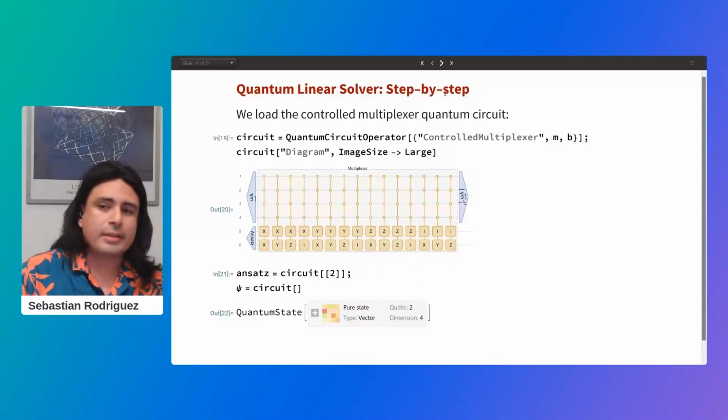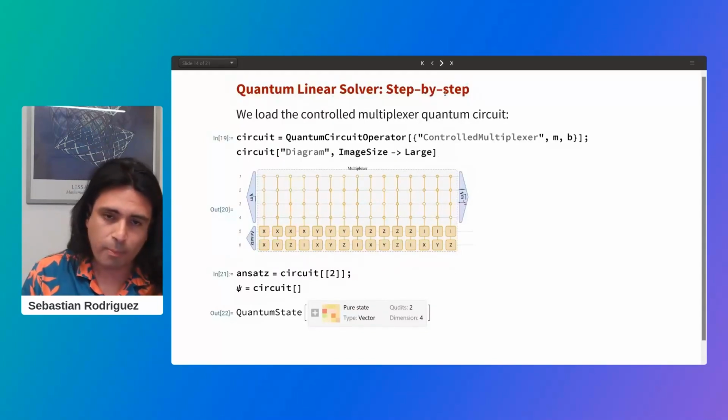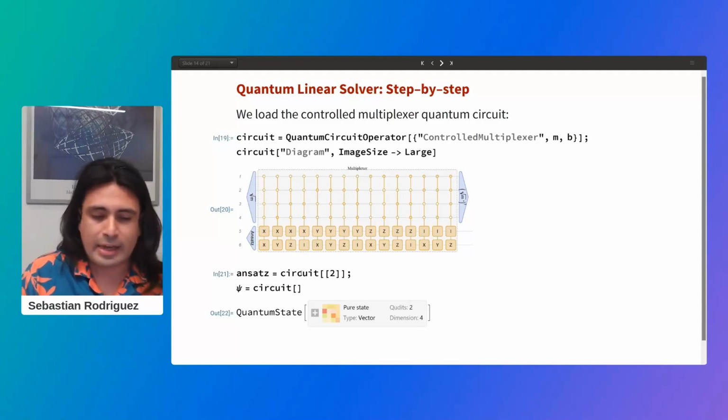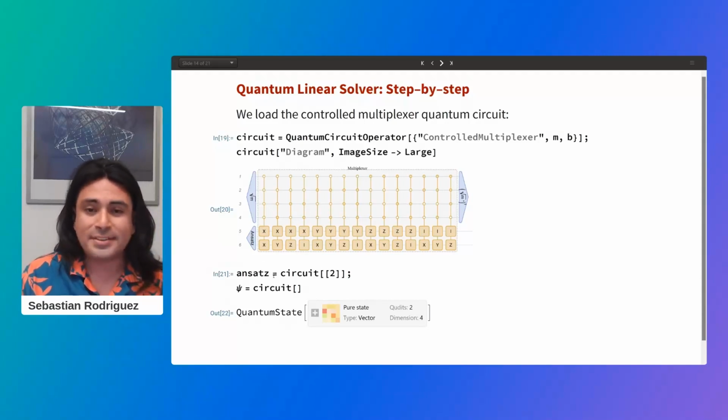So in this case, let's assume you have a quantum circuit in your project. In my case, it will be the circuit from the quantum linear solver. I define the control multiplexer here, and I will load the ansatz from this circuit and the C state that I mentioned before that is resultant from this circuit.